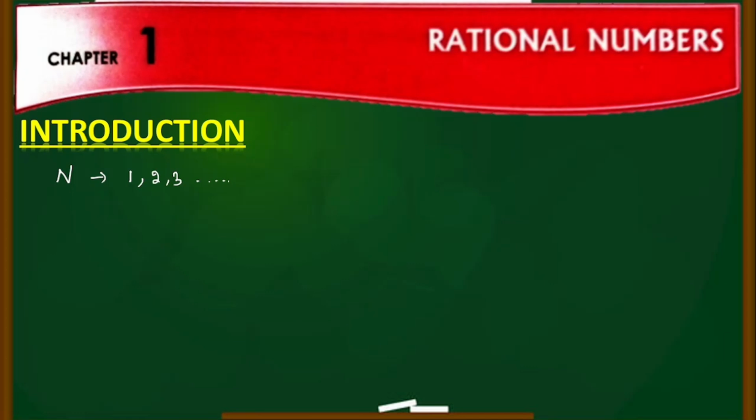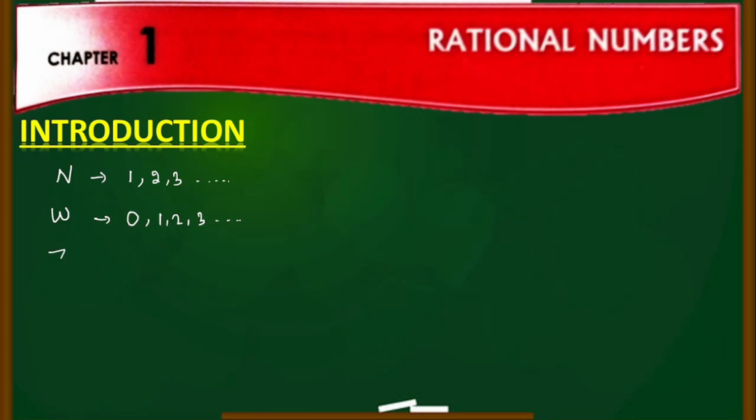And then what is a whole number? Whole number is denoted by capital W. And the numbers which start from 0 are called whole numbers, that is 0, 1, 2, 3, and so on. Means we cannot find the largest natural number or the largest whole number.